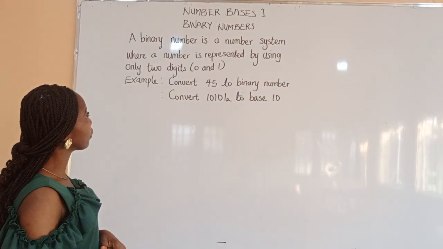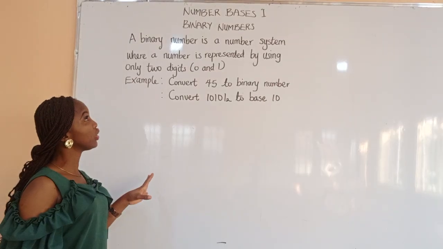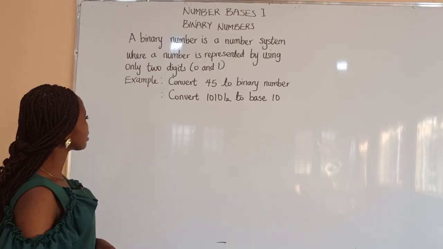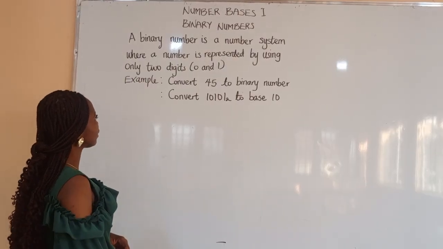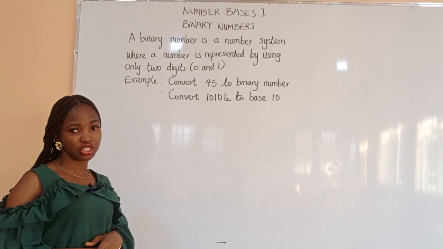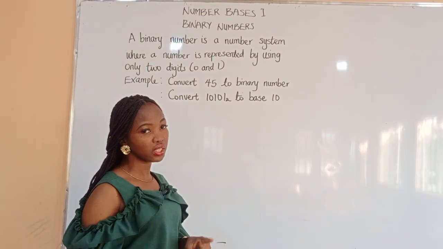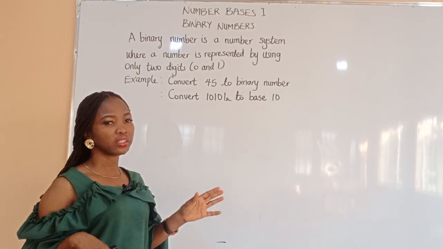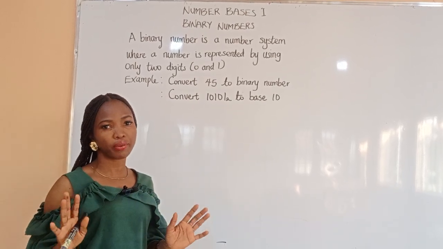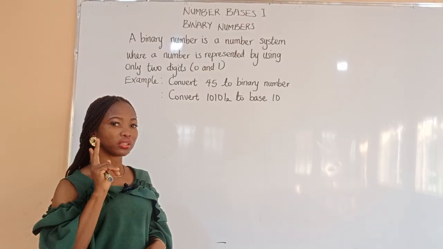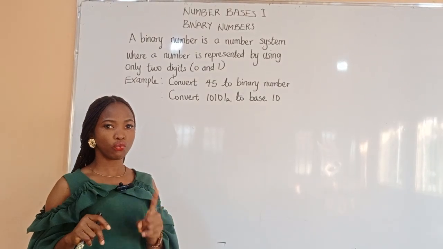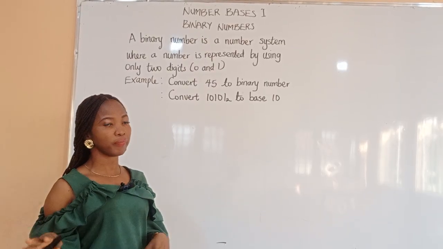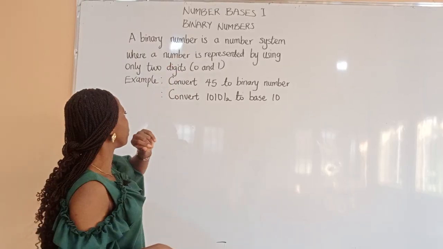Okay, for this topic, number basis 1, we are going to be dealing with binary numbers. A binary number is a number system where a number is represented by using only two digits. We have 0 and 1, only two digits. Once we have up to 2, 3, 4, and so on, it is no longer a binary number. A binary number must contain only 0 and 1. That is what makes up a binary number. Other bases have other numbers with them. But for today, we are actually in binary number.